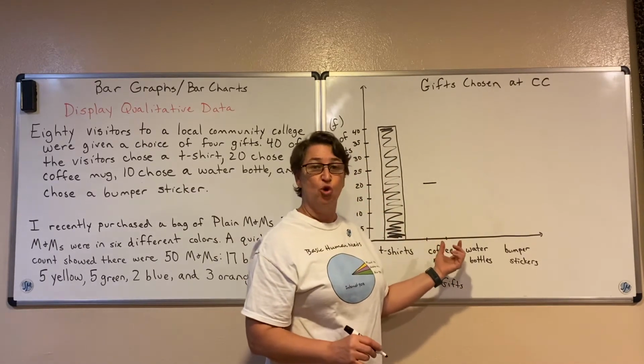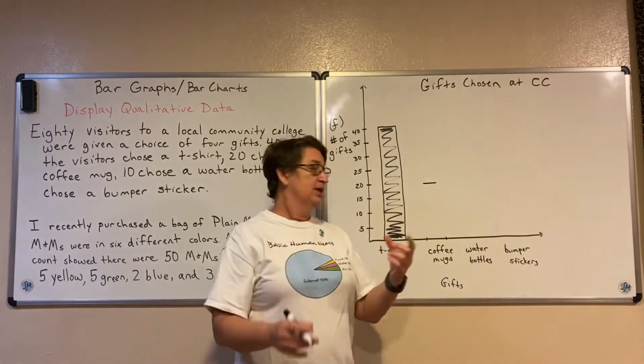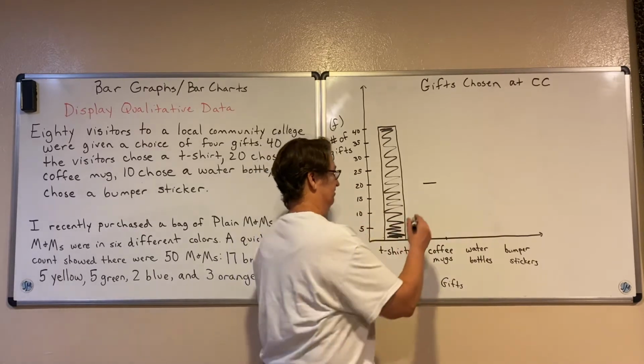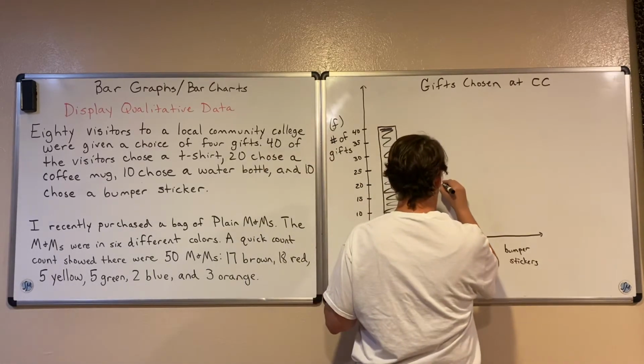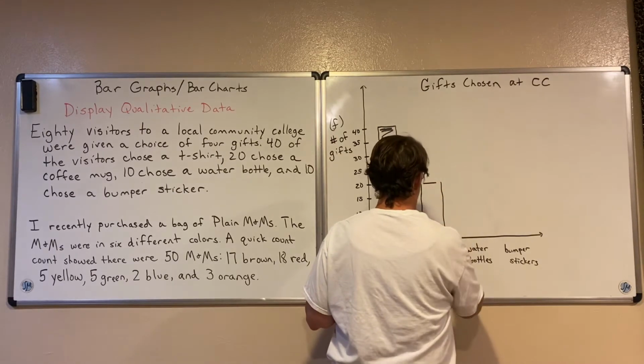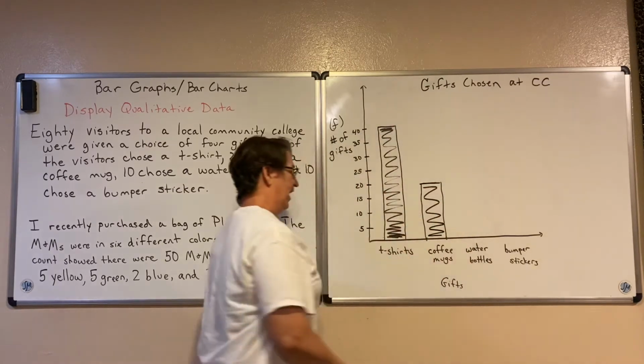I'm not distorting it in any way by making one bar big and one bar little. These need to be consistent, just like this distance needs to be consistent. So now I'm going to draw those lines down so that they're the same width as the one beside it.